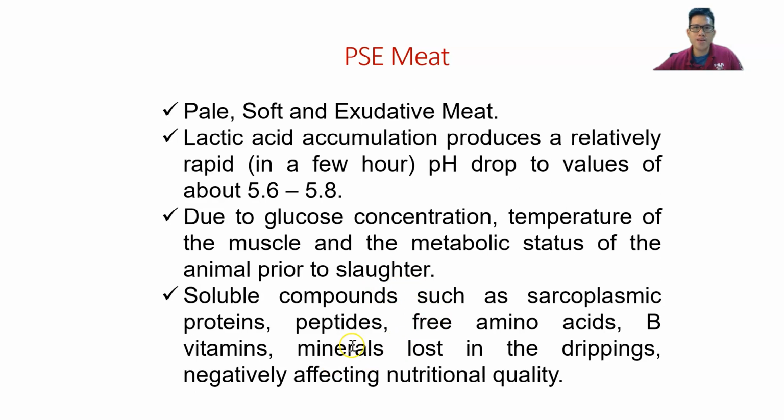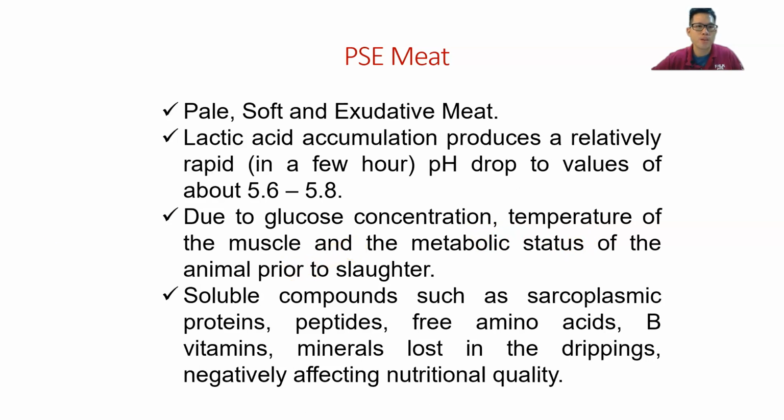Okay, why is PSE happening? It can be due to the animal having a lot of surplus carbohydrate. When they have a lot of surplus carbohydrate in the muscle before being slaughtered, all this glucose will be converted into lactate. Sometimes the temperature of the muscle and the metabolic status of the animal prior to slaughter will also have an effect.